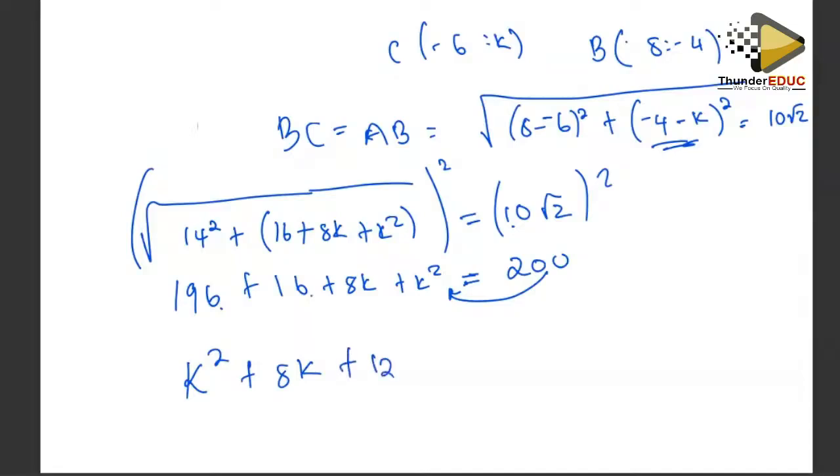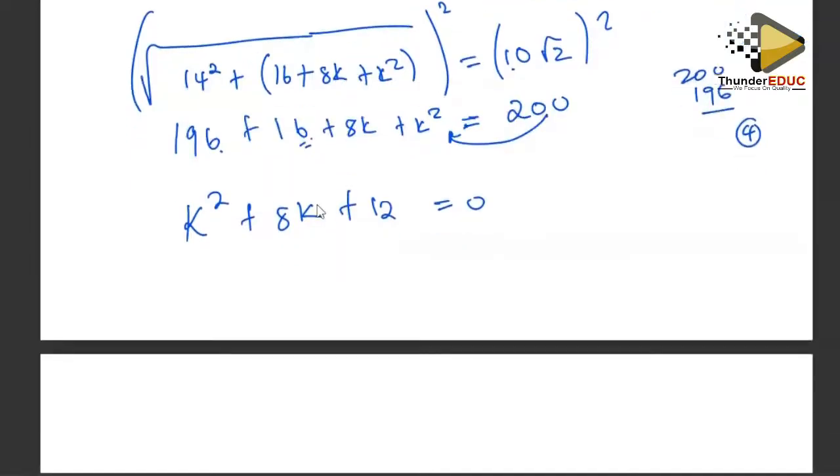Then that's going to be a -4 plus this. I think it's just going to be a 12, because I'm trying to look at 200. I'm taking away 196, which is a 4. Okay, 16 minus 4, which gives me a 12, is equal to 0. And then I need to factorize this.